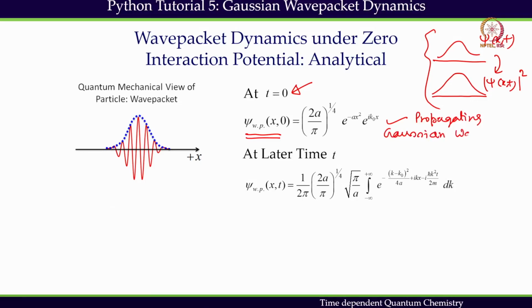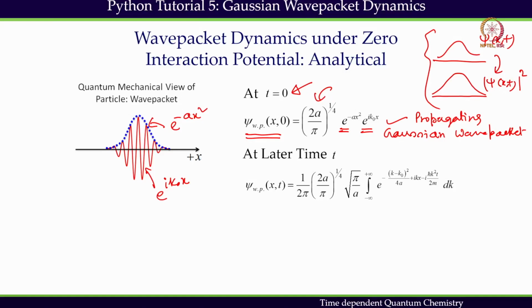So we have seen that this is called a propagating Gaussian wave packet. This part is responsible for the propagation and this part is responsible for the envelope. The fast varying component is represented by e to the power i k naught x, and the envelope function, the blue part, is given by e to the power minus a x square. These are the two components we have, and this is normalized. That is another requirement.